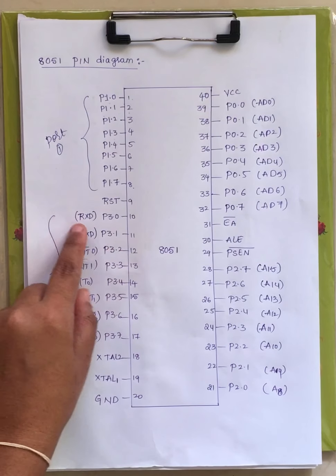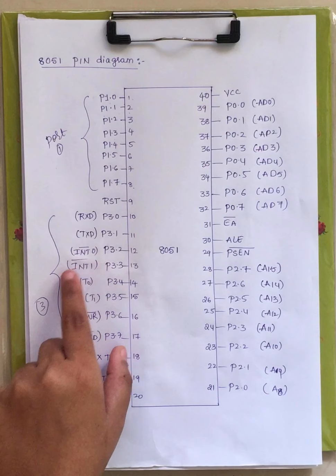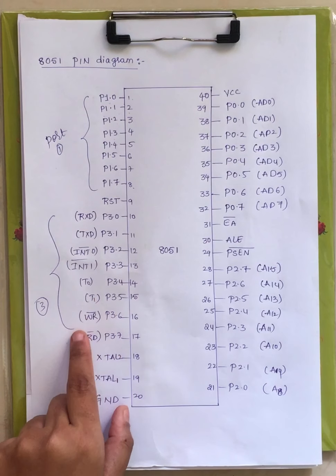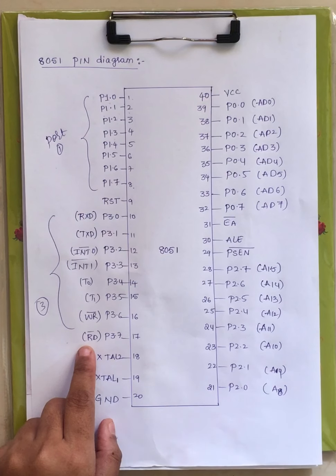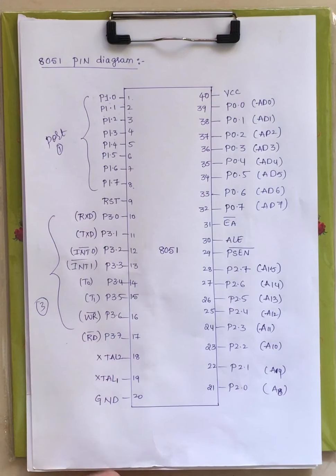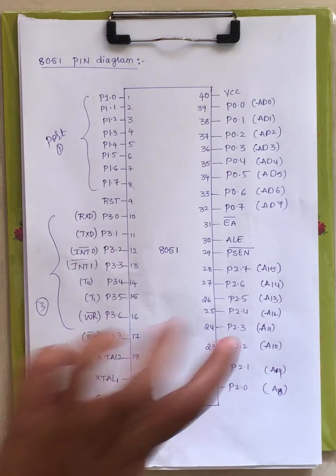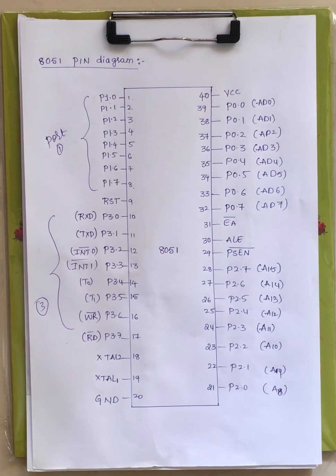These pins serve special functions: RxD, TxD, interrupt 0, interrupt 1, timer 0, timer 1, and also write and read of data. These are special functions in addition to the input output function.